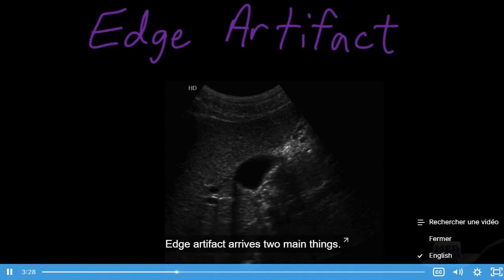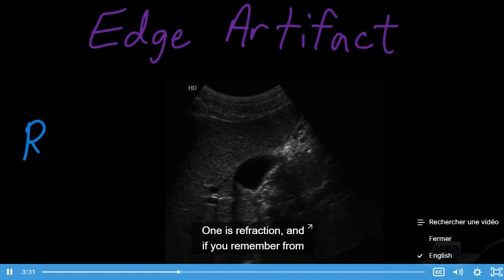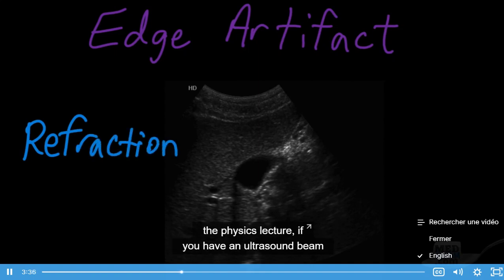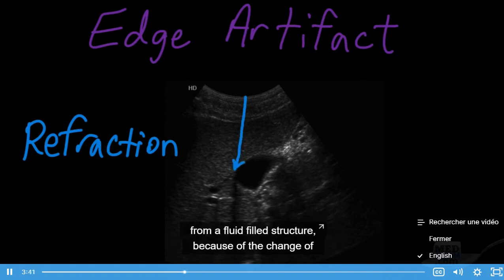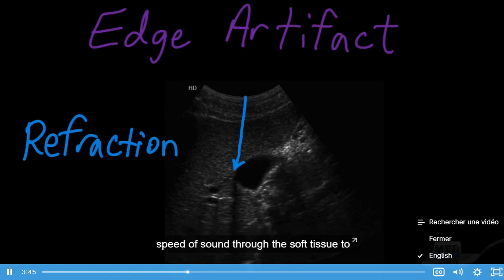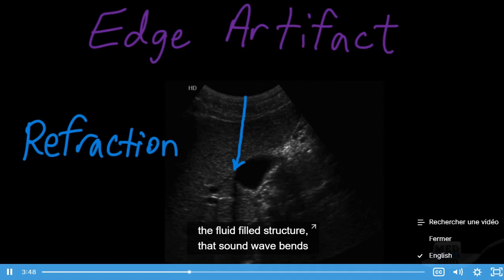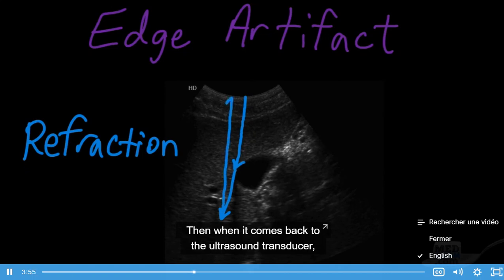Edge artifact arises from two main things. One is refraction, and if you remember from the physics lecture, if you have an ultrasound beam that's coming at an oblique incidence from a fluid-filled structure, because of the change of speed of sound through the soft tissue to the fluid-filled structure, that sound wave bends from its original trajectory. Then when it comes back to the ultrasound transducer, it assumes it arrived from here instead of from here.